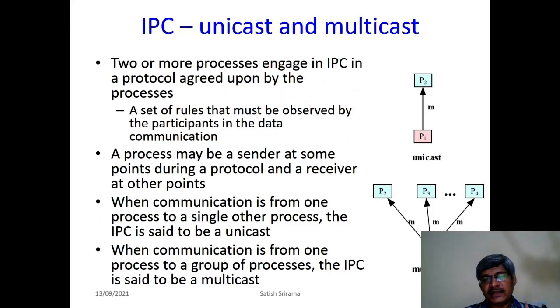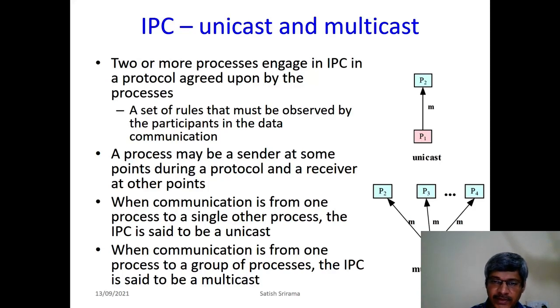Basically, this sort of communication follows a specific protocol. Two or more processes engage in inter-process communication following a protocol. This protocol is agreed by both the processes. Whenever two processes communicate through inter-process communication, they agree on a specific protocol. Both of them should agree. The protocol is a set of rules that must be observed by the participants in the data communication.